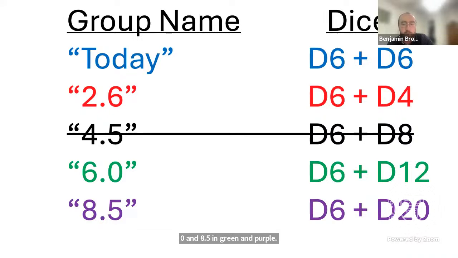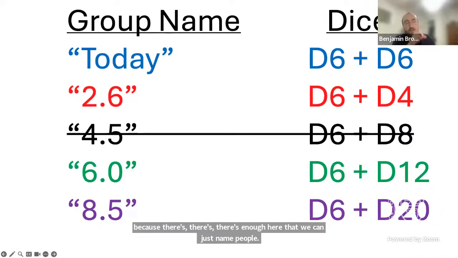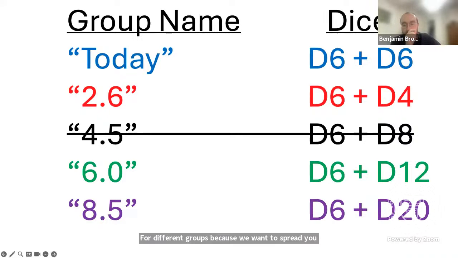At this point, I think we can just split everyone up, because there's enough here that we can just name people for different groups. We want to spread you around, because you are then going to go and roll some digital dice in these scenarios, and we're going to build our own set of ensemble runs and compare them. So let's see, there's 1, 2, 3, 4, 5, 6, 7, 8, 9, 10... 17 of us. Okay.